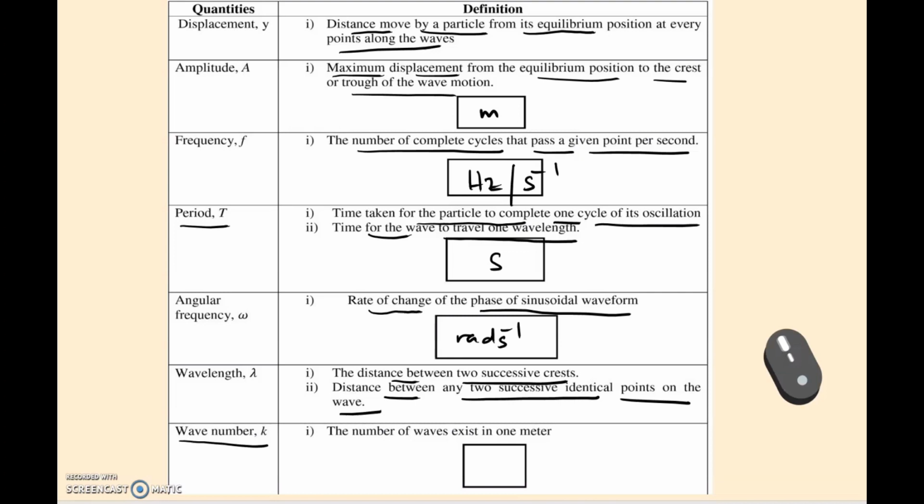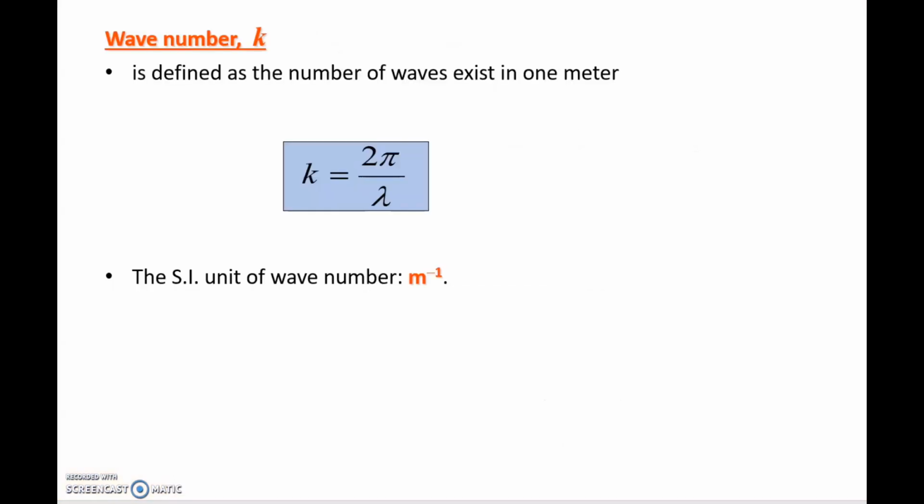Then we have wave number. The wave number is the number of waves that exist in 1 meter, where the unit is per meter, and the formula for wave number is 2 pi over lambda. This is the formula for wave number. Wave number is defined as the number of waves existing in 1 meter, and the unit is per meter.